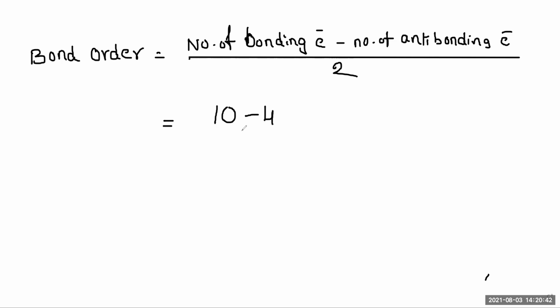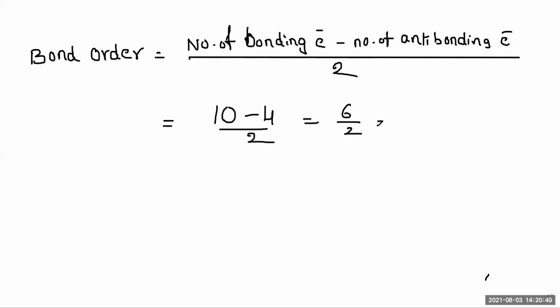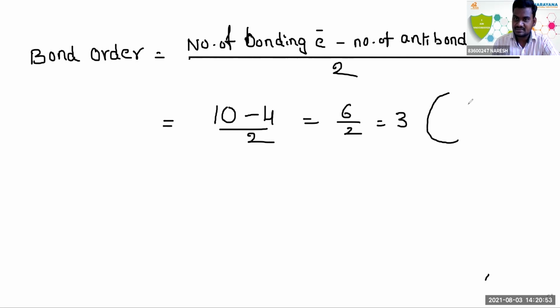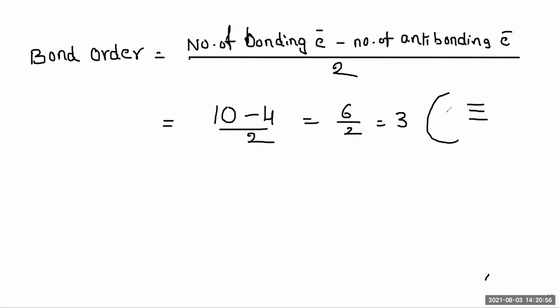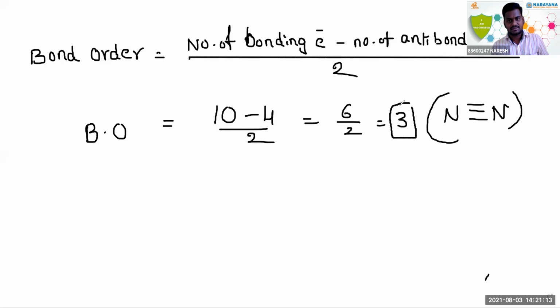Yes, sir. So 10 minus 4 by 2, which is 6 by 2, which is 3. So this 3 indicates a triple bond. There is a triple bond between two nitrogens. So the bond order for the N2 molecule is 3.